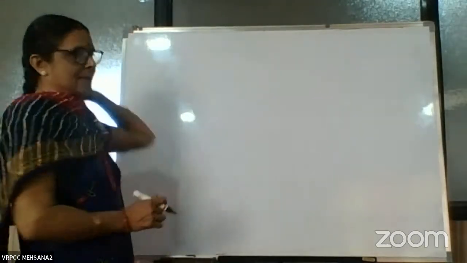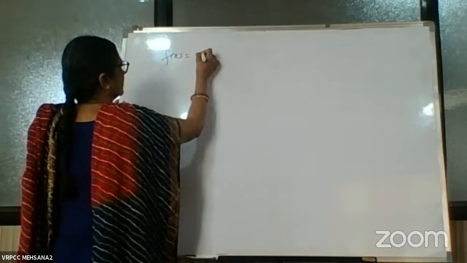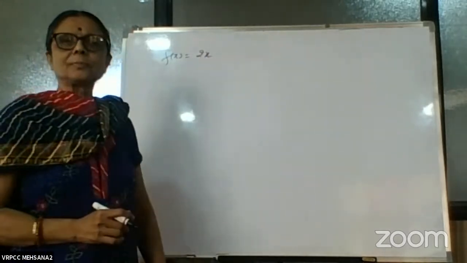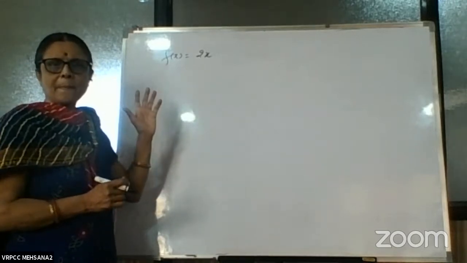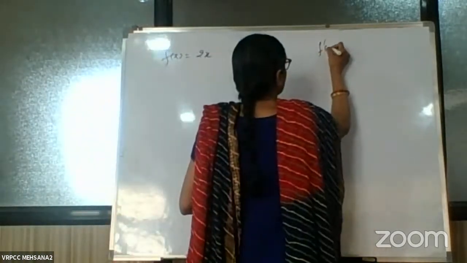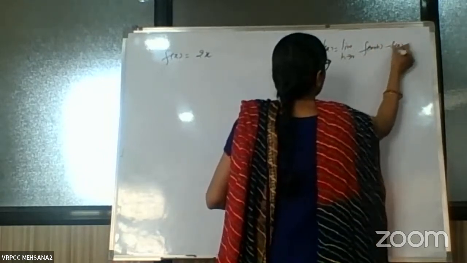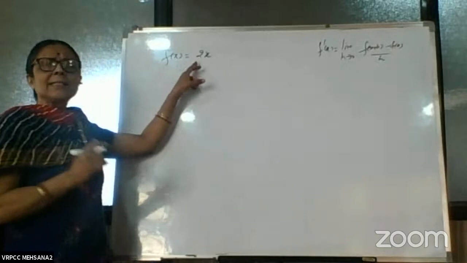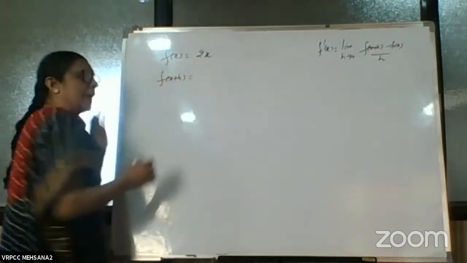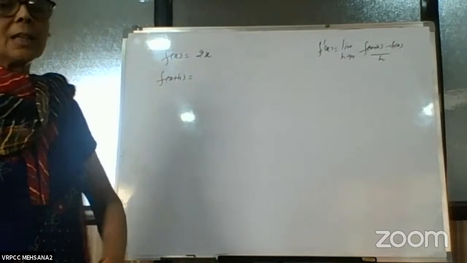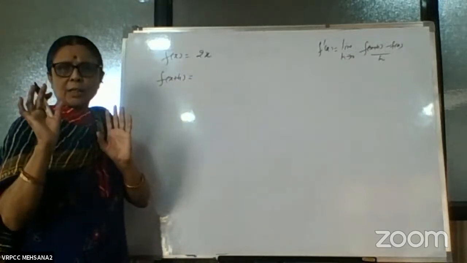Now we shall start some examples. Suppose f(x) is equal to 2x. Obtain differentiation of the given function by definition. Definition: f dash x is equal to limit h tends to 0, f of x plus h minus f(x) upon h. f(x) is always given. From f(x) we have to obtain f of x plus h. For this, put x plus h wherever x appears in the right hand side terms.